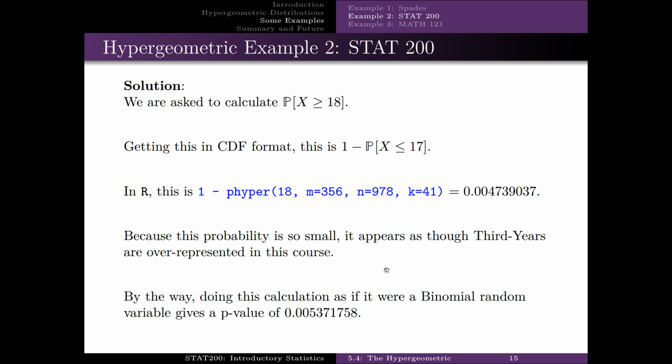If we were to pretend this was a binomial, we get a probability of 0.00537. Not much of a difference between these two. And the reason why there's not much of a difference between the two is because the population size is, quote, rather large. It's 1,300 or so. So once you get a large population, hypergeometric and binomial are essentially the same thing.